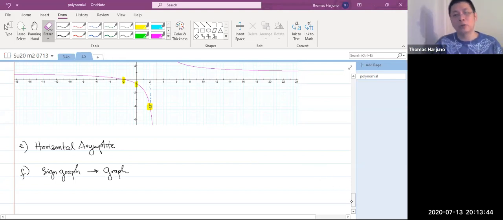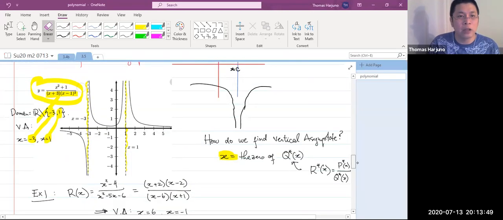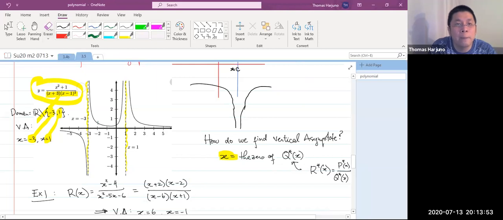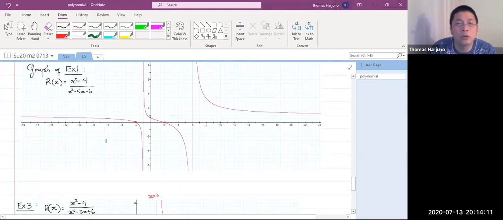The next thing we will do is horizontal asymptote. Now, what is horizontal asymptote? If we look at this graph here, the horizontal asymptote for this graph happens to be hidden. I call it hidden because you can see it clearly at this x-axis, y equals 0. While if we look at this guy here, the horizontal asymptote is actually y equals 1. That's the horizontal asymptote.